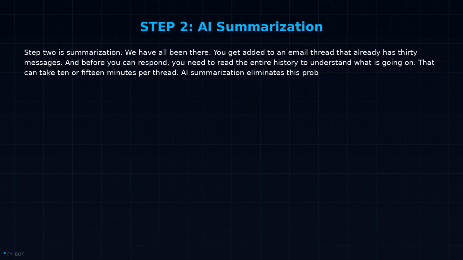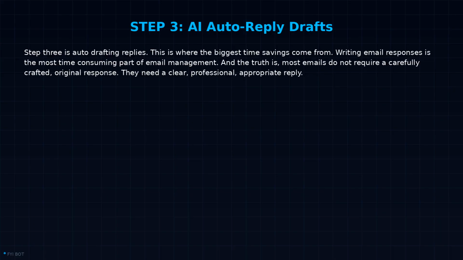The psychological benefit is huge too. Instead of feeling overwhelmed when you see a 30-message thread, you feel in control because the summary tells you exactly what matters. Step 3 is auto-drafting replies. This is where the biggest time savings come from. Writing email responses is the most time-consuming part of email management. And the truth is, most emails do not require a carefully crafted, original response. They need a clear, professional, appropriate reply. And AI is exceptionally good at generating those.